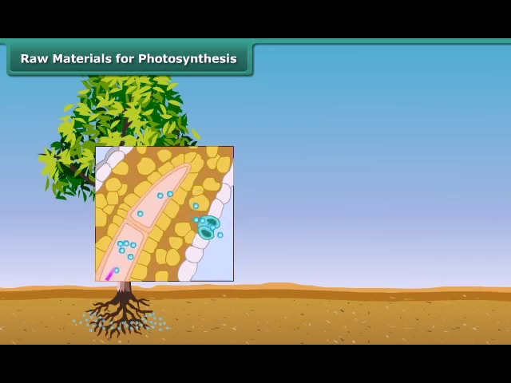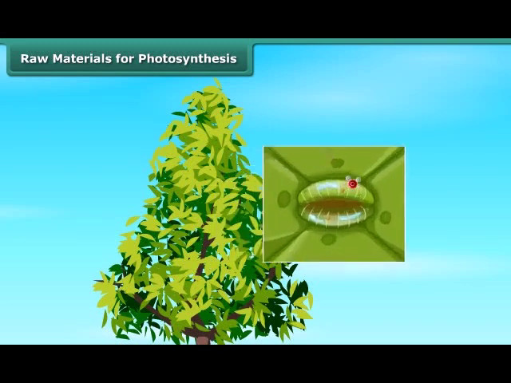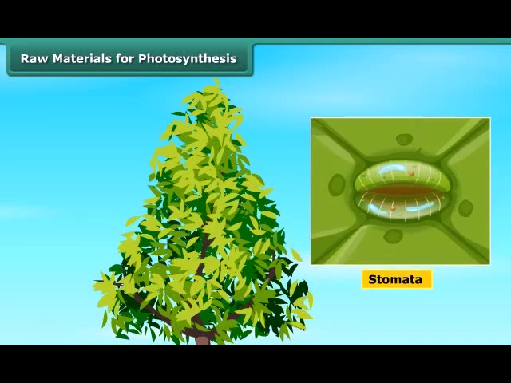Likewise, carbon dioxide from air is taken in through the tiny pores present on both surfaces of the leaves. Such pores are called stomata. These pores are surrounded by guard cells.